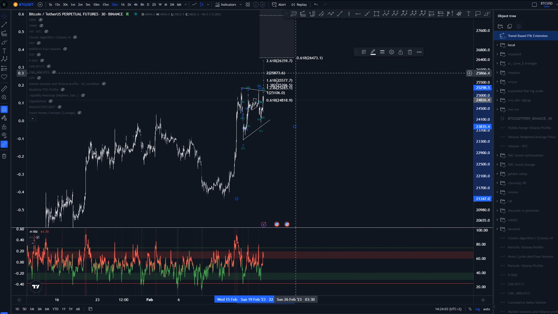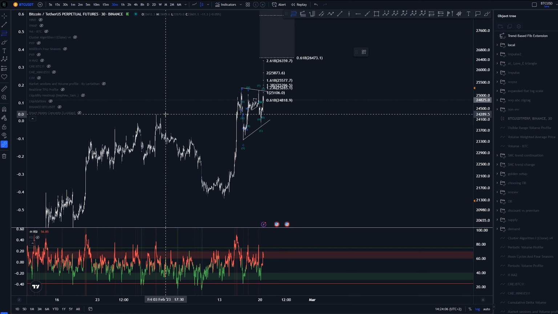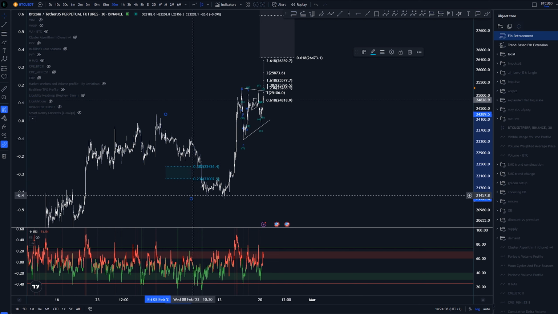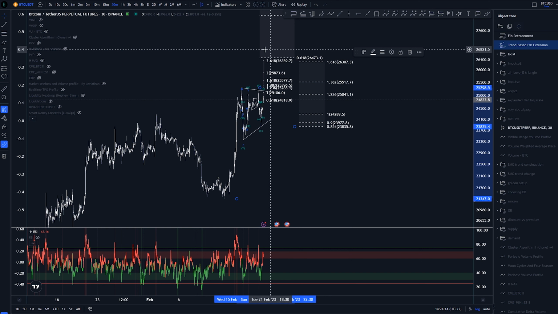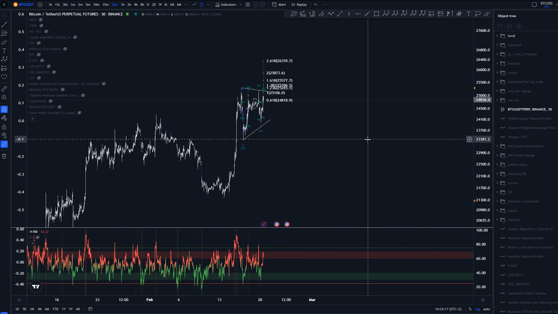0.618 would be 26.4K. And if we are looking at this potential B wave here, target, we would be going over it. And this would be the minimum I would be seeking. So again, that does not work. So again, we are a bit of a predicament here. I don't really like where it's going at the moment.